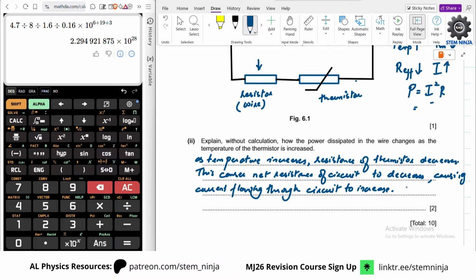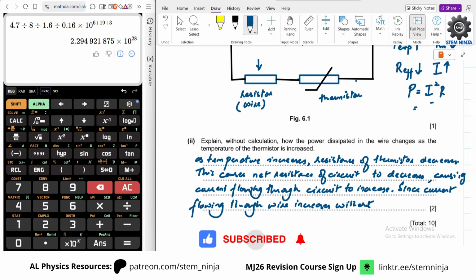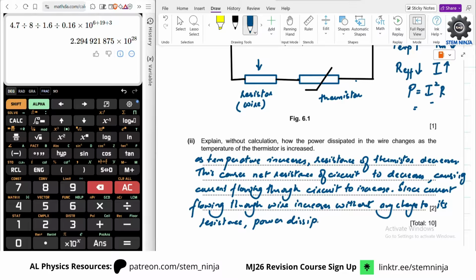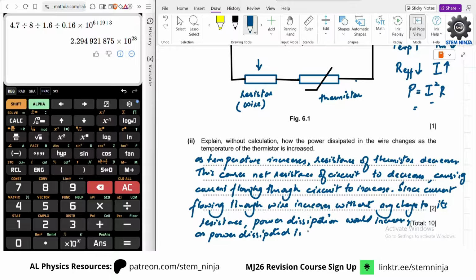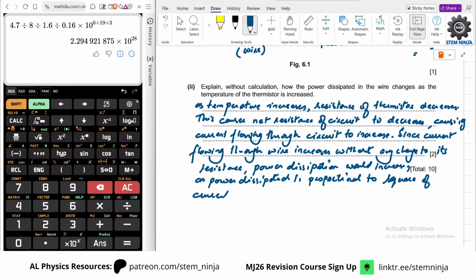Since current flowing through the wire has increased, since current flowing through wire increases without any change to its resistance, power dissipation would increase as power dissipated is proportional to the square of the current. That's it.